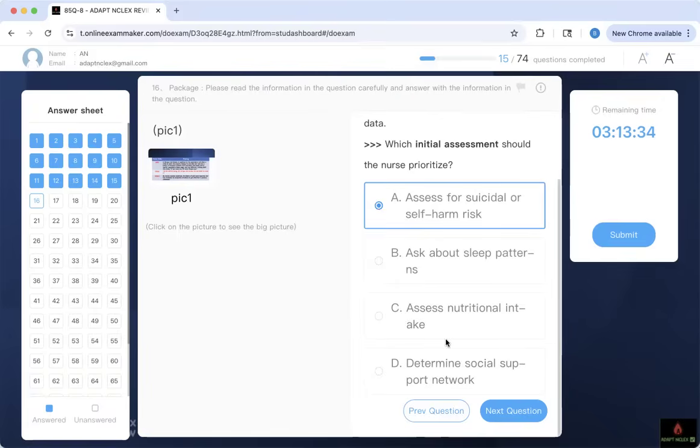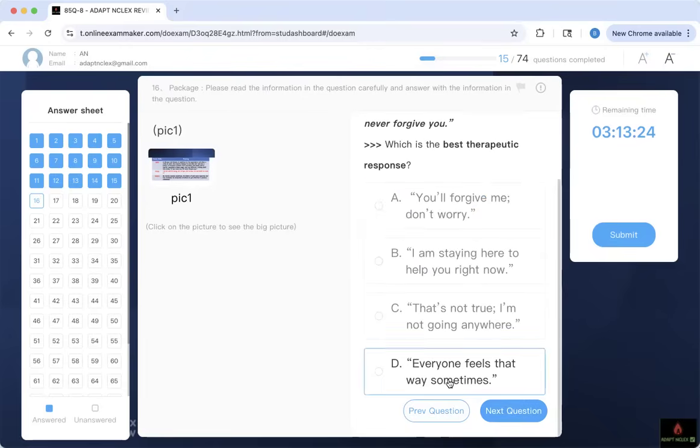That one. Suicide is more dangerous than seeing if they want to eat anything in this situation. Very, very important in that situation. So we'll pick that one.